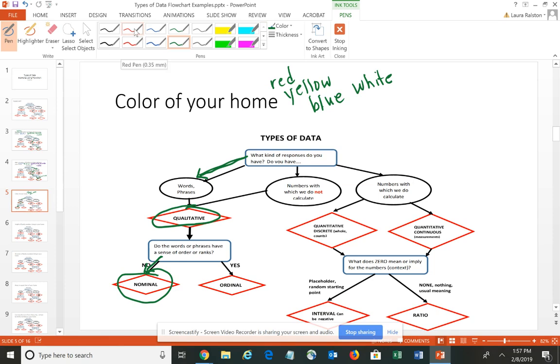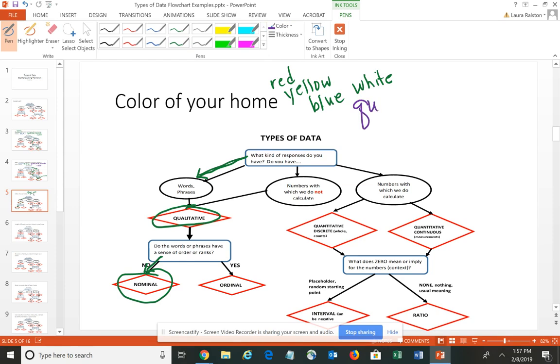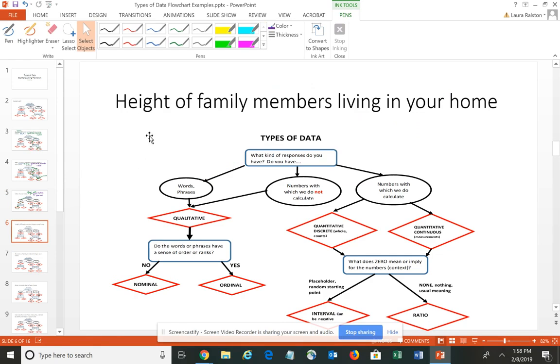So ultimately, we've decided that the color would be qualitative because it's words, and it's at the nominal level because one color is not necessarily better than another. All right, the height of family members living in your home.